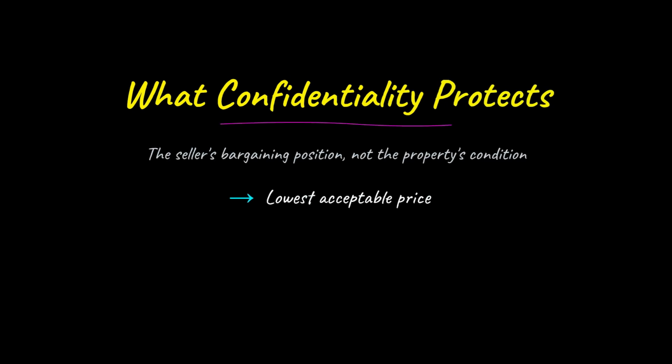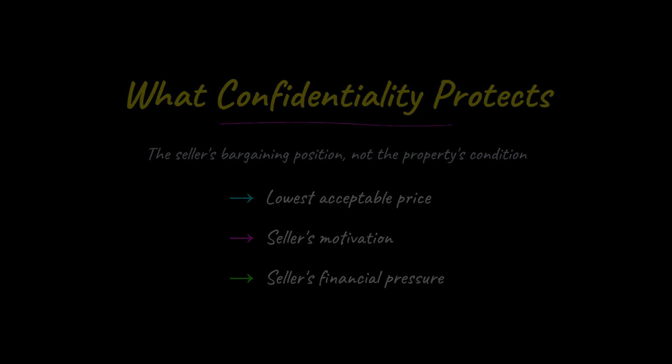Confidentiality covers the seller's bargaining information, the lowest price the seller would accept, the seller's motivation, and the seller's financial pressure. Those facts the agent must guard closely. A known material defect, like a flooding basement, is different in kind, and hiding it is deception, not negotiation. The duty is affirmative, so it is not enough to answer truthfully only if asked, to deflect the buyer back to the seller, or to hide behind the license itself.